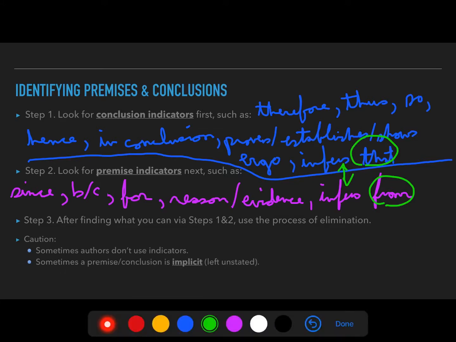Sometimes premises and conclusions are just not stated. They're implicit. Okay, we sometimes leave things out that are important. We assume the reader already knows it, for example. It might just not say it. So if it seems like there's a little gap in the reasoning, something's missing, you might have to think about whether something was left out that should have been stated. And then in doing that, you'll have to apply what's called the principle of charity.